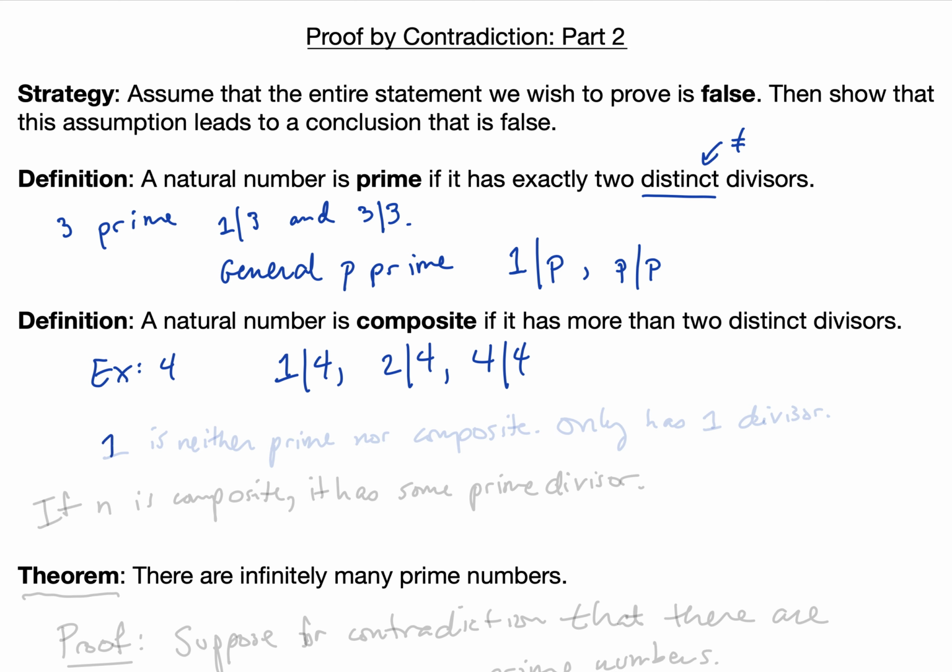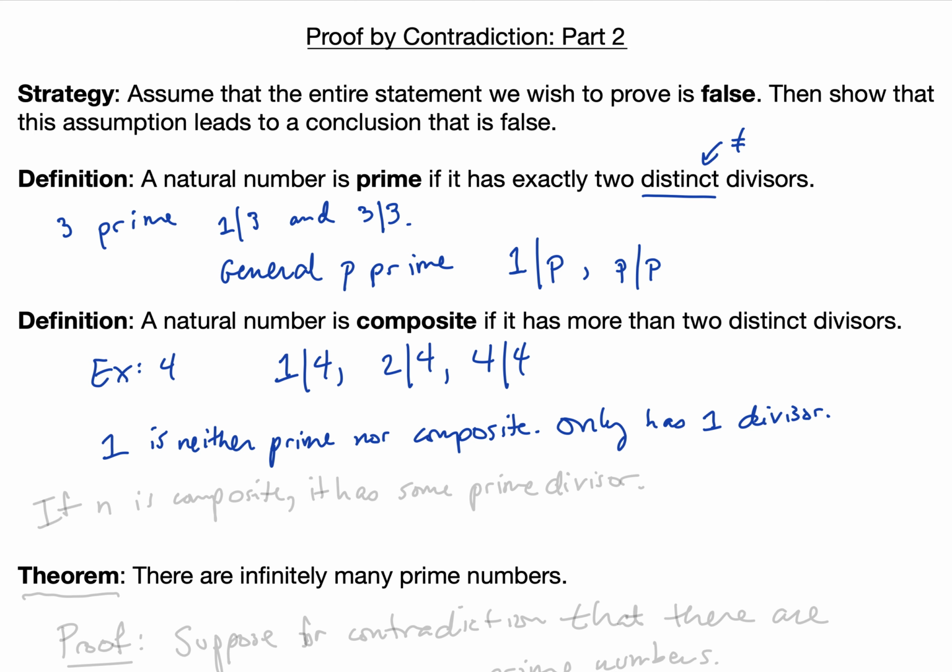And note that 1 is neither prime nor composite. So 1 is neither prime nor composite because it doesn't have exactly two distinct divisors. It only has one divisor, itself. Every other natural number, that is 2, 3, etc., all the positive integers, is either prime or composite.